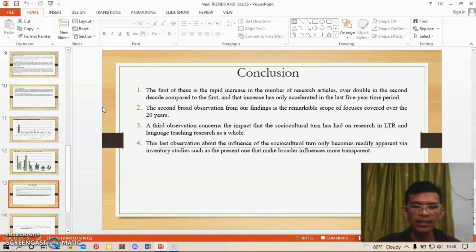The third observation concerns the impact the sociocultural approach has had on research in LTR and language teaching research as a whole. And number four, the last observation about the influence of socioculture only becomes readily apparent via inventory studies such as the present one that make broader influence more transparent.